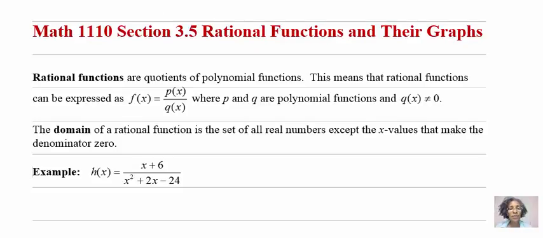When I find the domain of a rational function, it's very important that the denominator be in factored form. So notice it's the denominator that I need to factor at this point if what I'm doing is finding the domain. So x squared plus 2x minus 24 factors into x plus 6 times x minus 4.